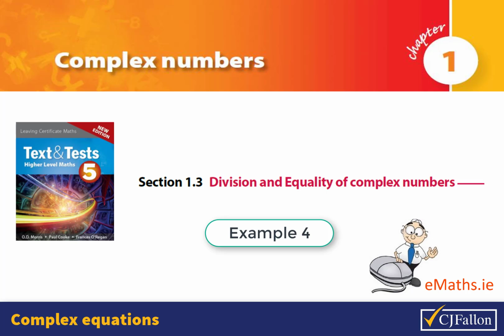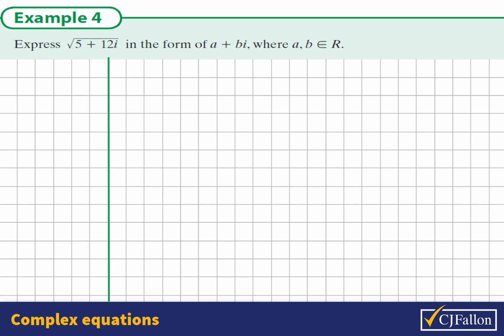In this example, we're going to solve a complex equation. We're asked to express the square root of 5 plus 12i in the form a plus bi. Let us create an equation. So let us say that a plus bi equals the square root of 5 plus 12i. And see, can we manipulate this to solve?